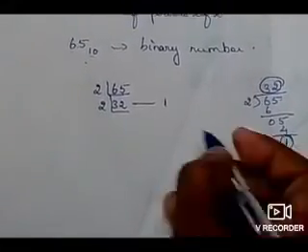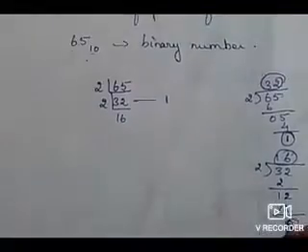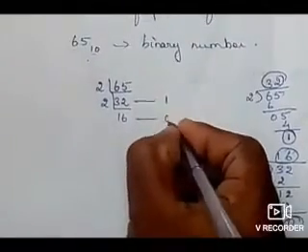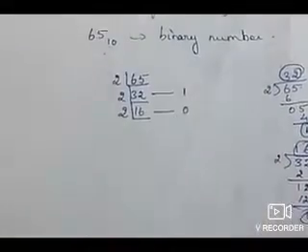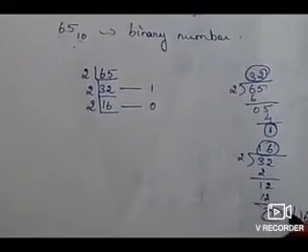Then write the quotient value down. Then draw one line and write the remainder value. Understand? Then next, again divide by 2. What is 16 divided by 2?